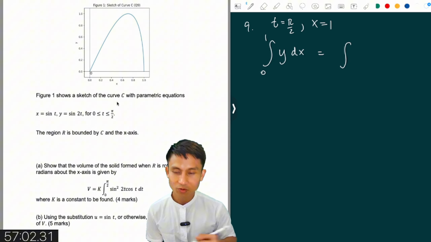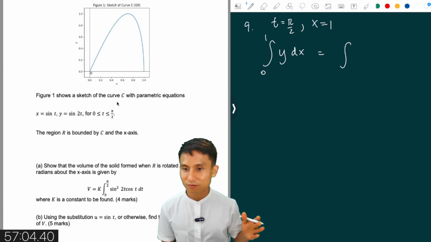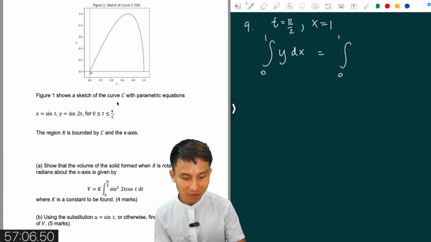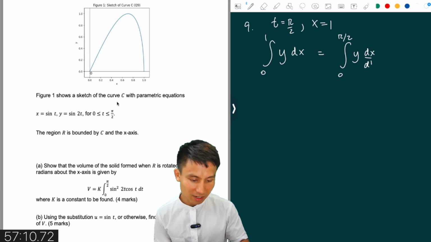This will be equal to, we change that to the bounds of t. So that is 0 to pi over 2, y and dx by dt, dt.